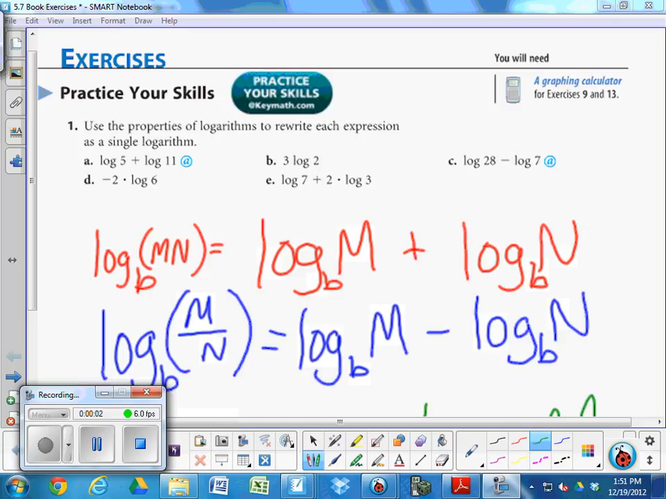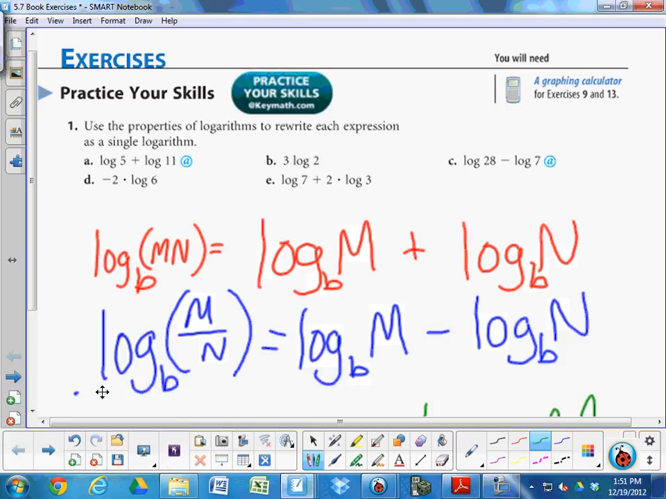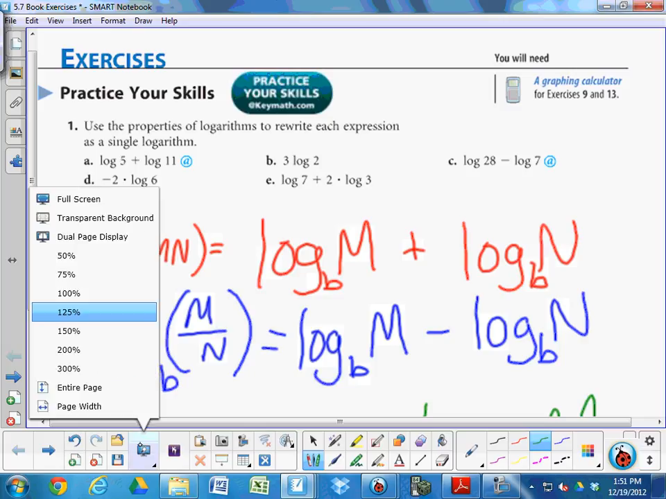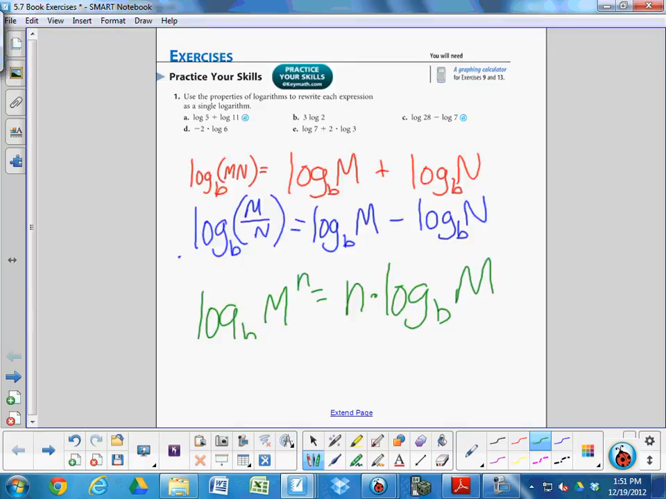Right, here we have the book exercises from 5-7. These are very similar to the problems you're going to do on the green worksheet. Let's talk about A, and below the problems here, I have the properties written out, the red, the blue, and the green.